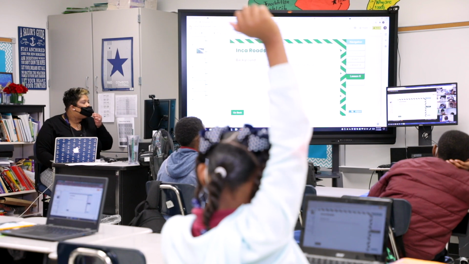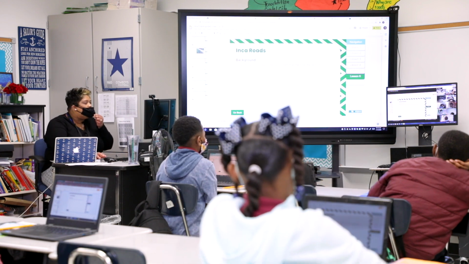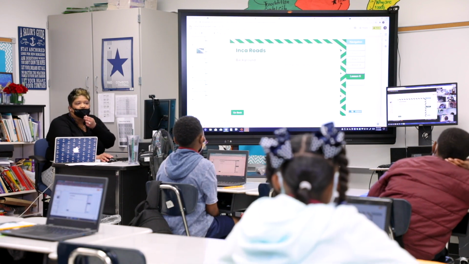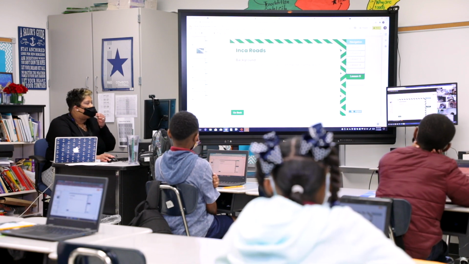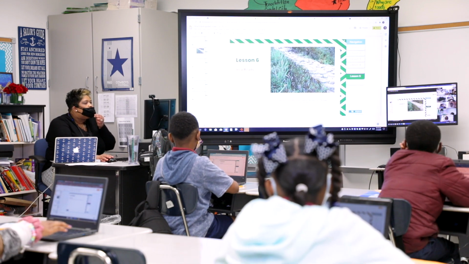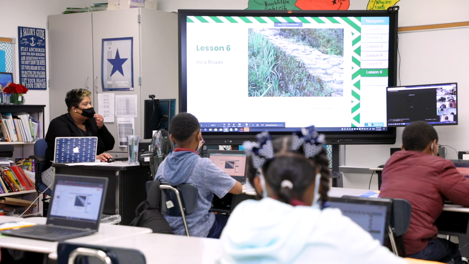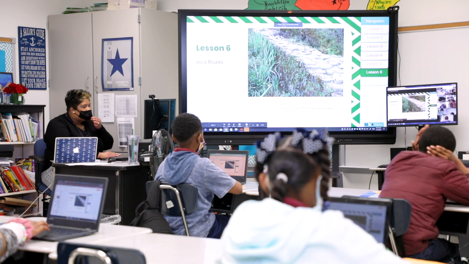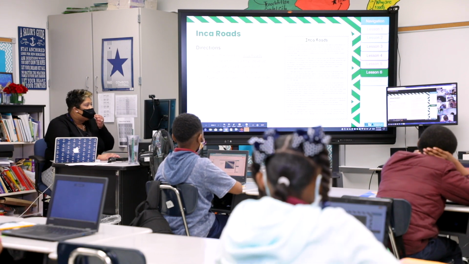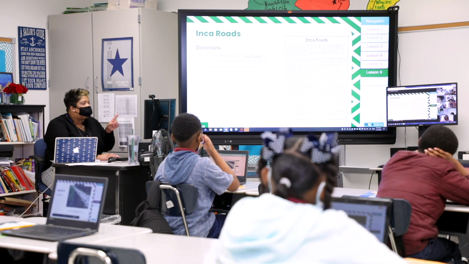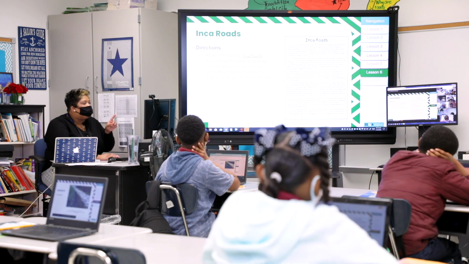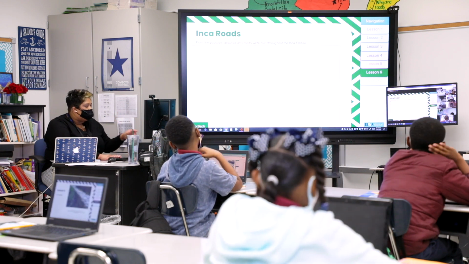It says today you will learn about the road system that the Inca Empire built. Does everybody see that? Yes. All right, let's roll. We're ready to rock and roll. The next one, it says present. Lesson 6, it says the Inca roads. So we've already read this, and we went through the documents that go with it.